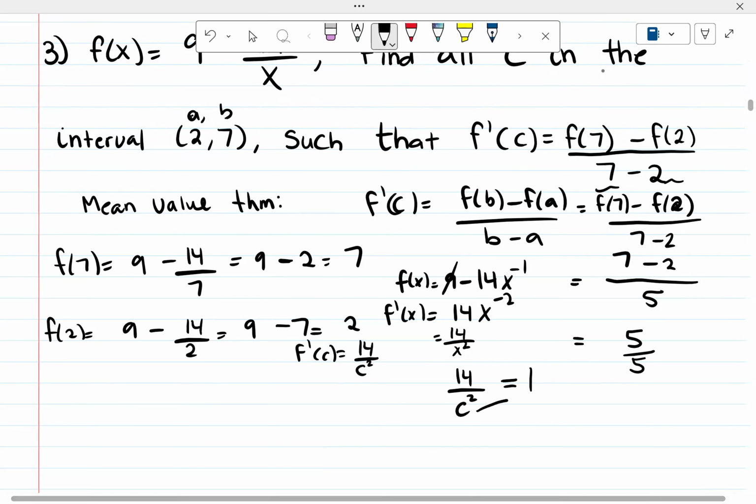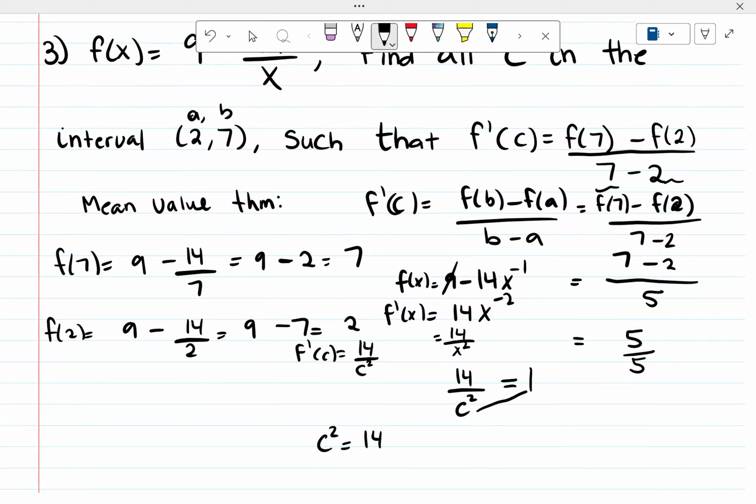Go ahead and cross multiply. So c squared times 1 is c squared equals 14. Take the square root. You get c equals positive and negative square root of 14. If we can only go from the interval 2 to 7, I think we can eliminate negative square root of 14.